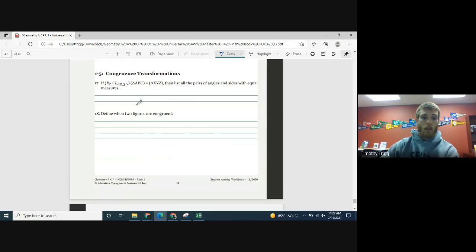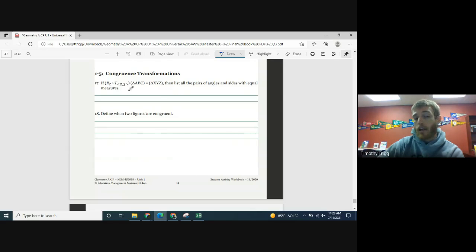17. If R sub t, so reflection across line T, and then a composition with translate 2 to the right and 3 up to triangle ABC gives you triangle XYZ, then list all the pairs of angles and sides with equal measures. Okay, so they don't give you a picture, and they don't even tell you where line T is. So how are we supposed to know what corresponds with what? How are we supposed to draw this? Well, we don't need to draw it at all.